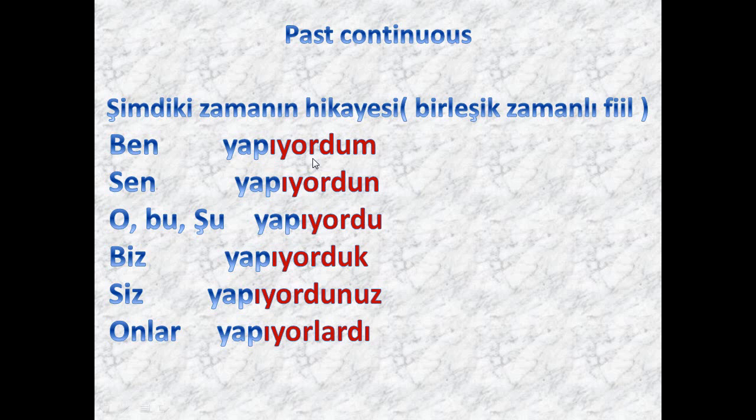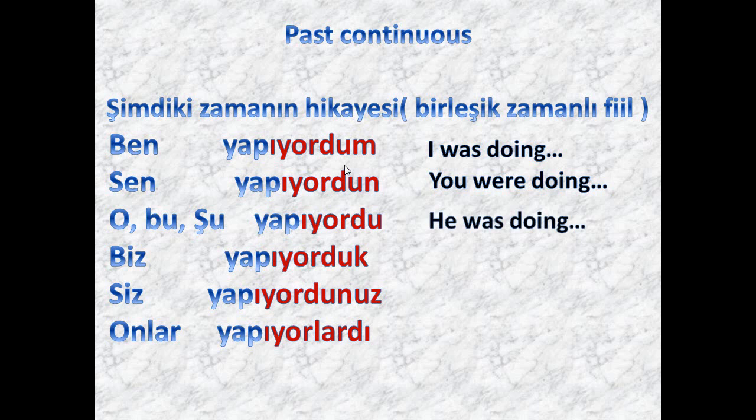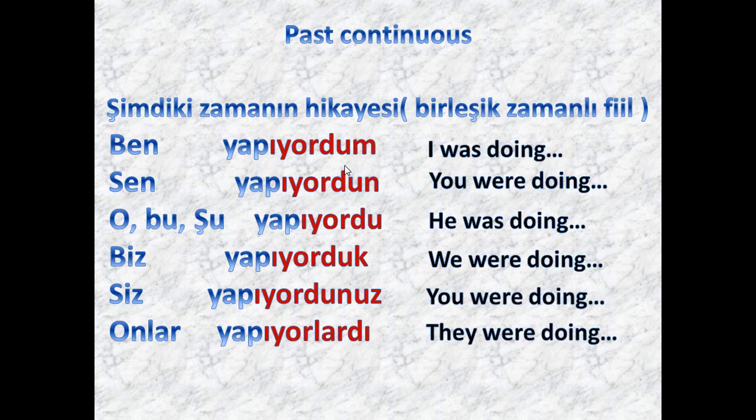So here we have ben yapıyordum, which means I was doing. Sen yapıyordun, you were doing. O yapıyordu, he was doing or she was doing or it was doing, whatever. Biz yapıyorduk, we were doing. Siz yapıyordunuz, you were doing, onlar yapıyorlardı, they were doing. Okay, and these three dots that I have put at the end of the English sentences are something that is going to be here, in the middle, like another word. You see these empty places? Okay. I didn't put the three dots here because I was lazy.